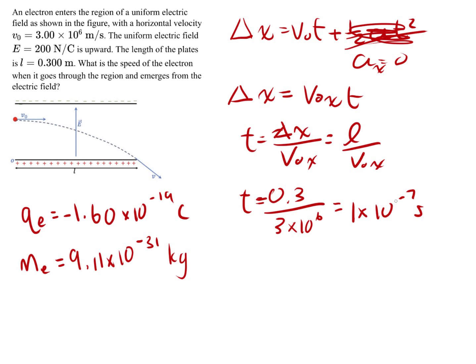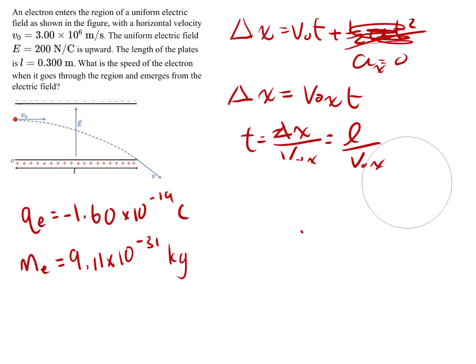So I think this is slightly smaller than a microsecond with like one extra zero. So this is the time it takes for it to pass from this end of the plate to the other end of the plate. And it does this in a very fast time. But we're not solving for time. We need to find the speed when it actually emerges from the electric field. So to do that, we also need to find the y component of the velocity, or the vertical component of the velocity.